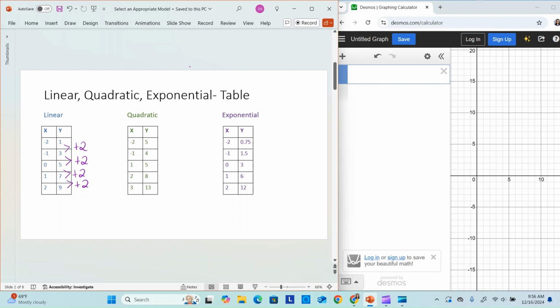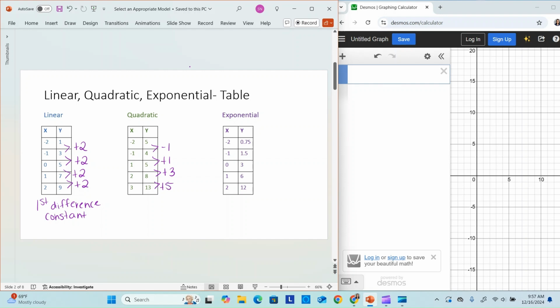This change in the y values is called the first difference, and that's going to be constant when you have a linear function. So the first difference will be constant. What happens in a quadratic? Let's look at the first difference. From 5 to 4, I have minus 1. From 4 to 5, I have plus 1. 5 to 8, I have plus 3. 8 to 13, I have plus 5.